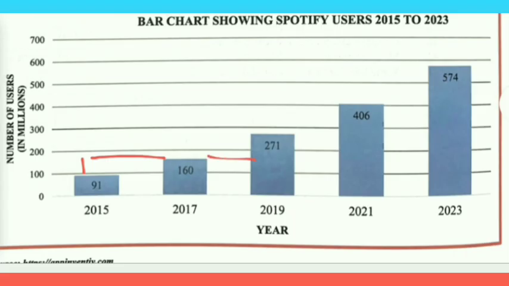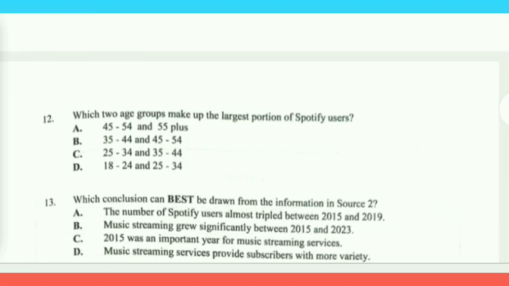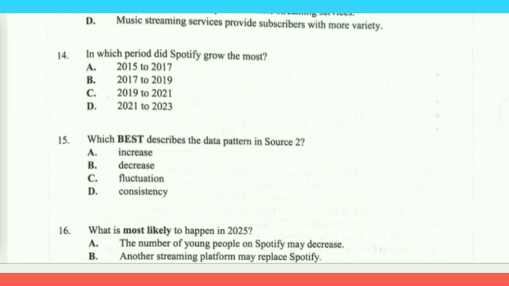From 2017 to 2019, we're pretty close to 1 bar. From here to here, we're a bar and a piece. So none of these give us a full bar yet. This will make up a full bar if you add it to this. So let's look at 2021 to 2023. We're almost 2 bars in growth. Get it? So the biggest growth period would be right here between 2021 and 2023. So D, 2021 to 2023.